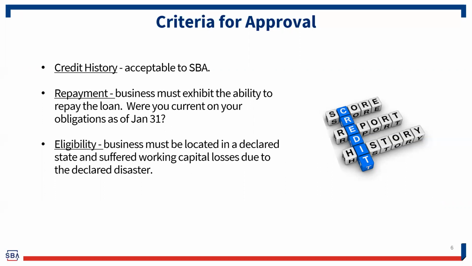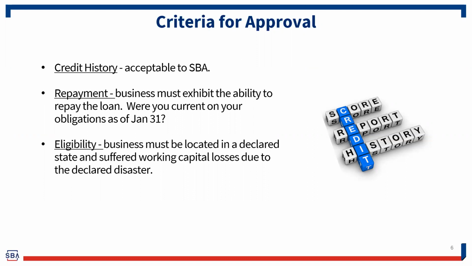Secondly, we're looking for the repayment ability for this loan. So if we loan you, let's say, $1 million that it's going to take to get you through this, we also need to be able to forecast that once your business is healthy again, you will have enough cash flow to repay this loan that should have a 30-year duration on it. So your basic credit background, your ability to repay the loan, and then basic eligibility.